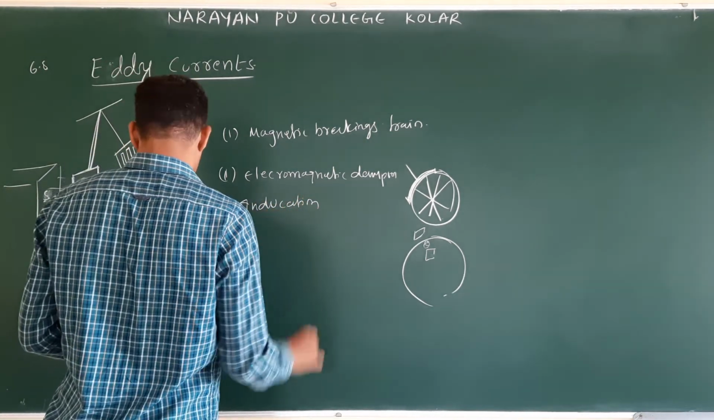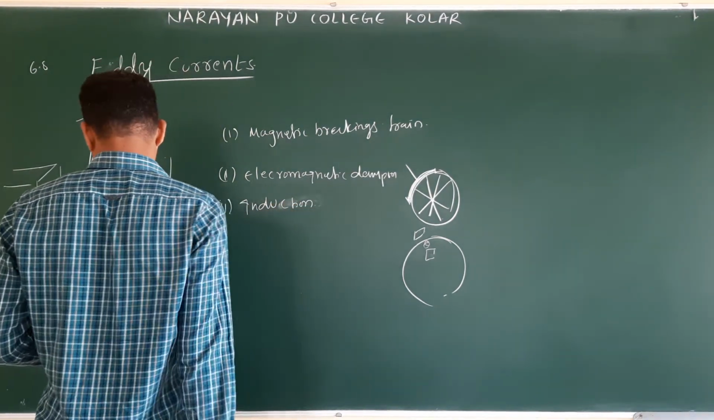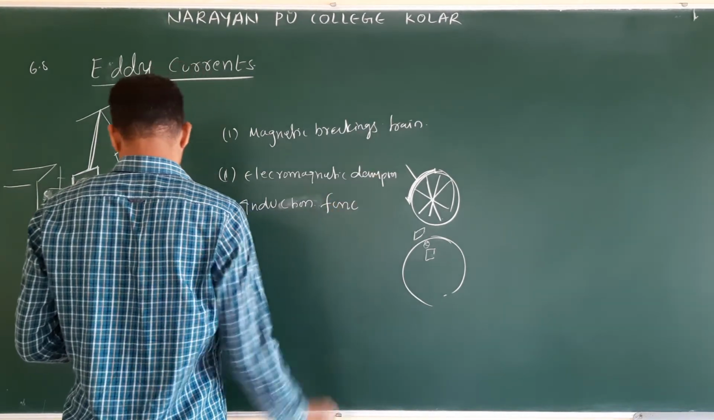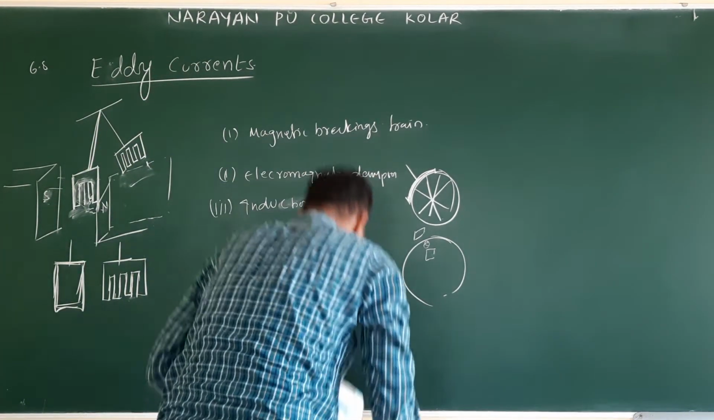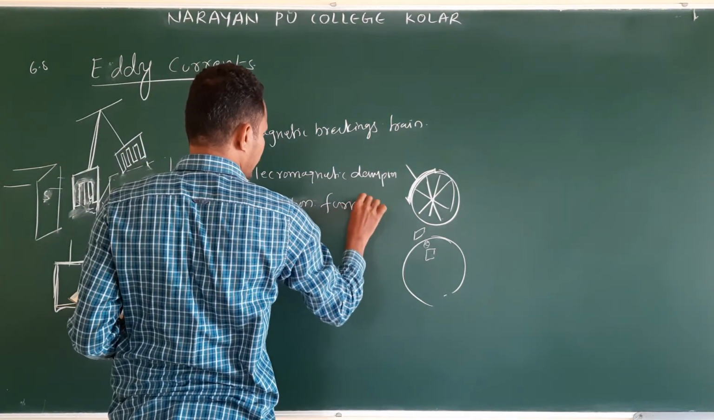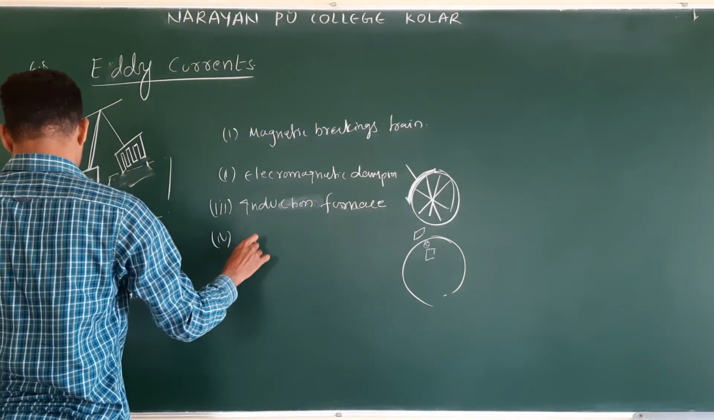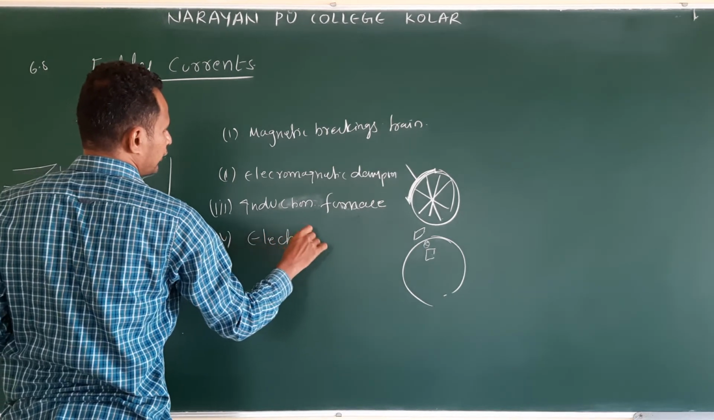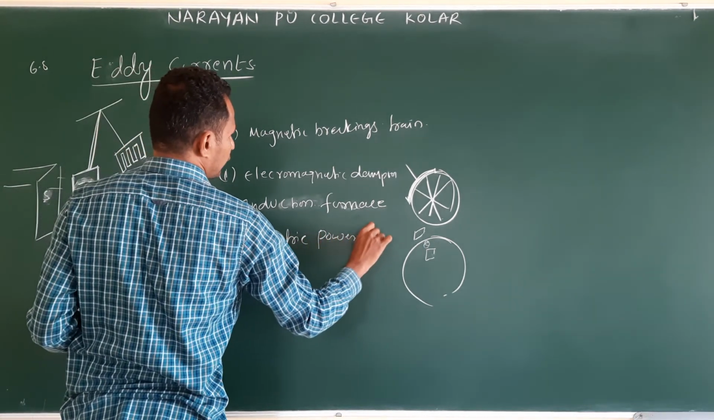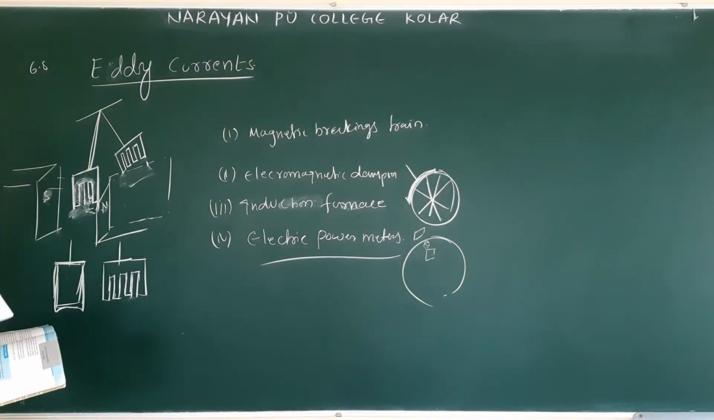Where do you use the induction furnace? In chemistry, in industry. You might have heard about this induction furnace. Next, the fourth one is what? Electric power meters. These are the four uses. We do expect the definition in 1 mark and uses in 2 marks. Very, very important. Clear? Right.